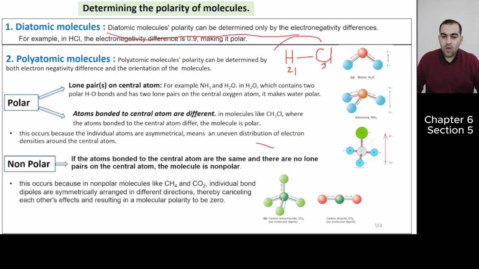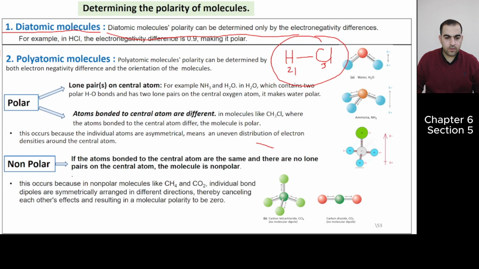But what about the whole molecule? Because sometimes the bond is polar, but the whole molecule is non-polar. I'm going to explain. The whole molecule is also going to be polar, because for diatomic molecules, we determine the polarity by only the electronegativity difference. It means if the bond is polar, the molecule is polar too. But what about polyatomic molecules, guys?